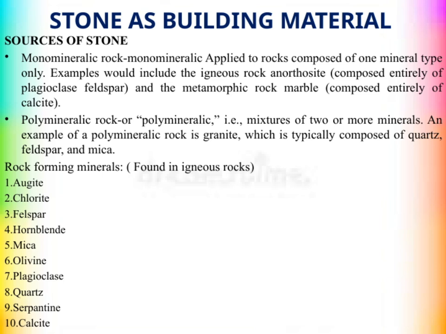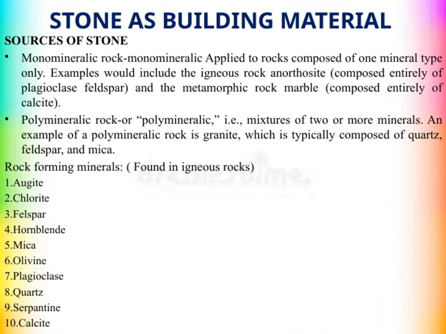On the other hand, we have polymineralic rocks, which are mixtures of two or more minerals. Granite is a perfect example here. It typically contains quartz, feldspar, and mica, each contributing to the overall structure and appearance of the stone. This diversity in mineral content often influences the stone's properties and uses.